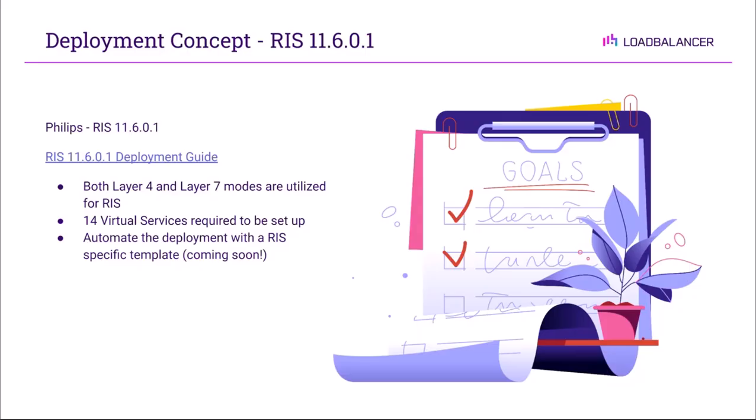Currently, the setup of the RIS is altogether 14 virtual services, as mentioned before, some of them layer 4, some of them layer 7. Some of the layer 7 ones are actually backends only, which allows you to just pool the resources and configure separate health checks, but backends do not actually have their own IPs. And we, at some point, would be looking into automating the deployment of a RIS using a JSON template that can be used by your engineers.